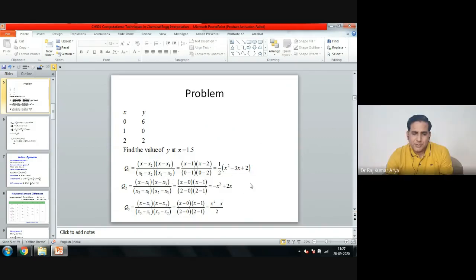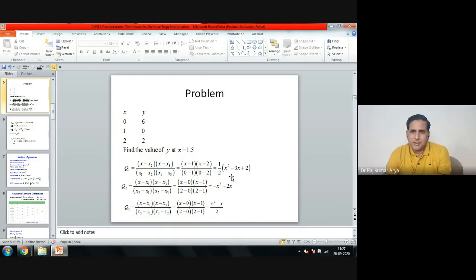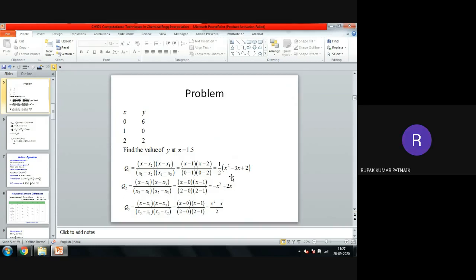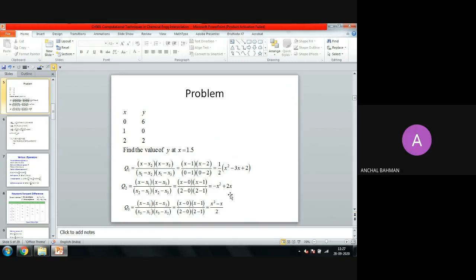Can you check your Q1, Q2, and Q3? All of you can cross-check what you calculated. Is this your Q1? Because before solving that, you have to calculate Q1, Q2, and Q3, right? Is this Q1 the same as I have? And Q2? And Q3?